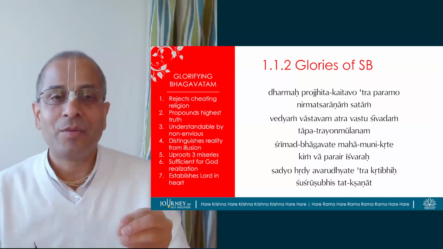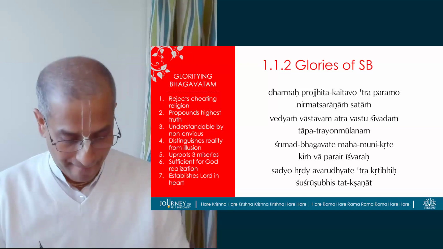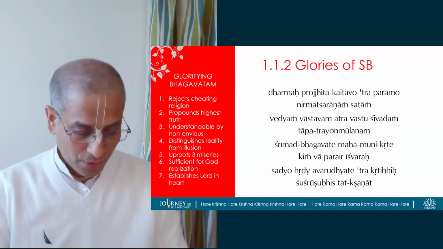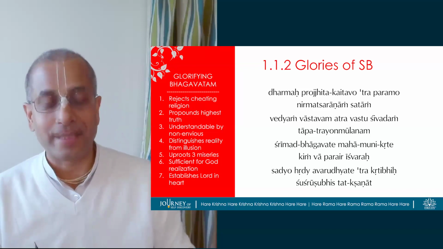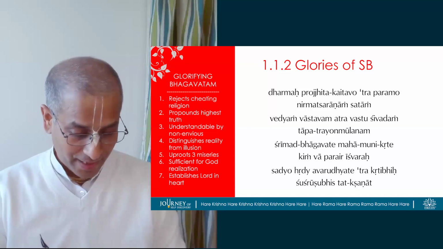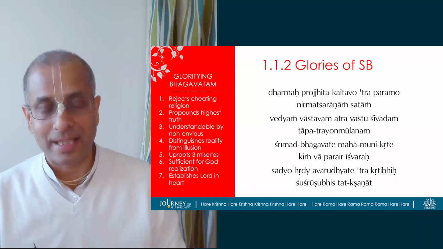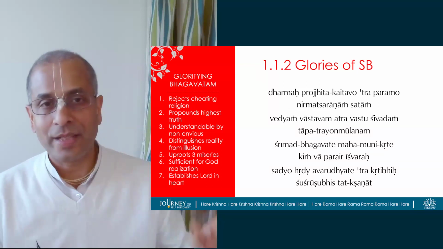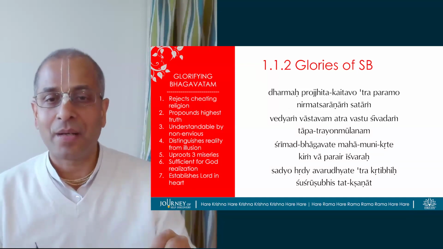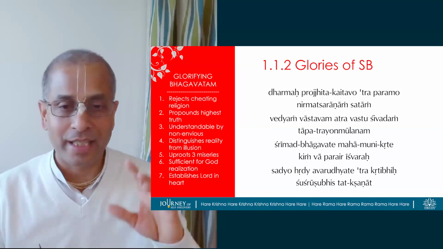Then Vastavam Vastu Shivadam. It distinguishes reality from illusion. And then Tapatrayonmulanam. It uproots the threefold miseries. And Mahamuni Krite Kim Va Parair. It is compiled by Vyasadeva and is sufficient for God realization. And what is the need of any other scriptures? So this Srimad Bhagavatam itself, this one scripture, is enough for God realization and developing love for God.